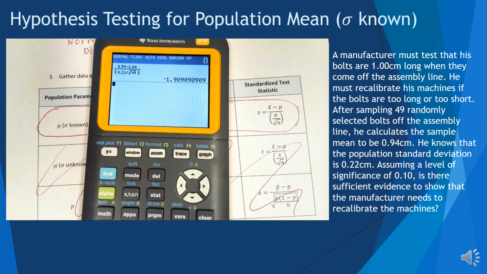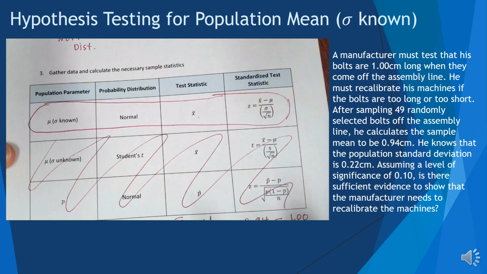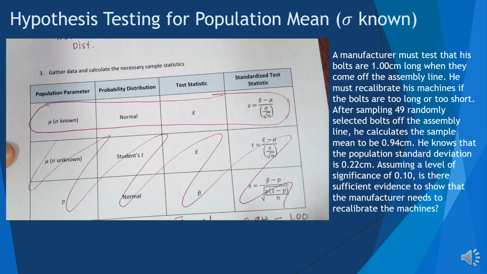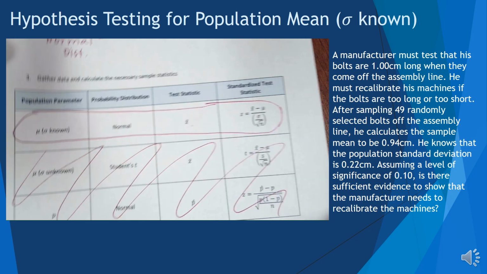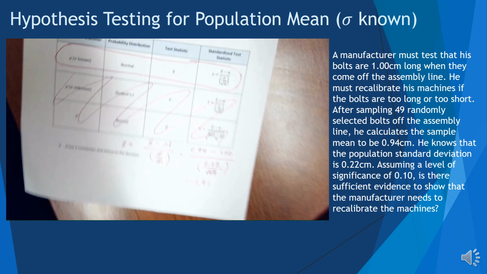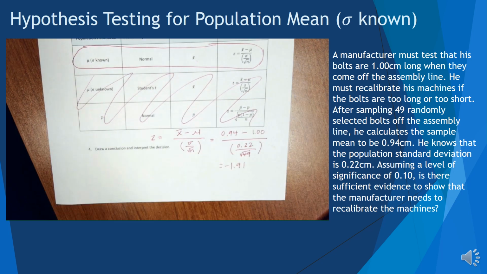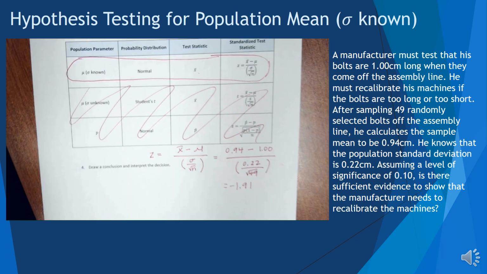They typically want you to round this to 2 decimal places. So the test statistic here would be negative 1.91. Let me readjust my camera here. Right, so there's our test statistic. So that's the first part of the problem, which is to calculate the test statistic.